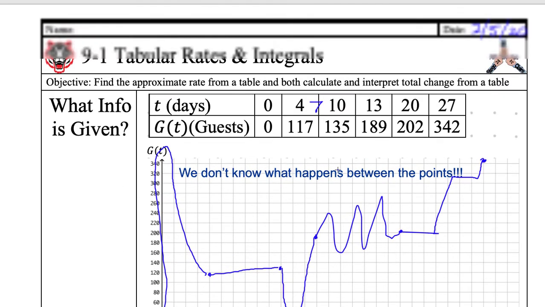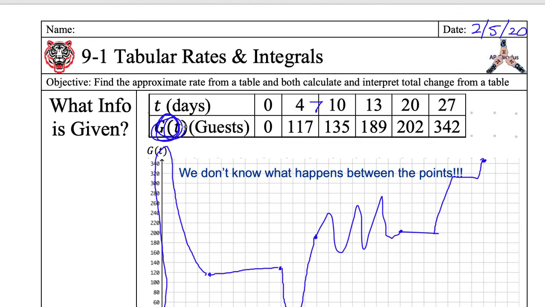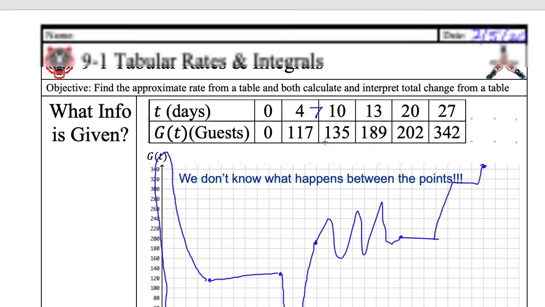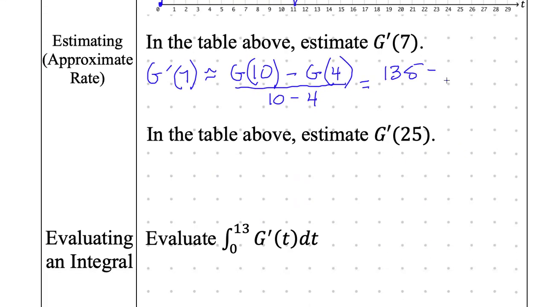So g of 10 is right here. g of 10 is 135. So I'm going to say this is 135 minus g of 4, that's 117, all divided by 6. What is that going to be? 18 over 6. Okay, yeah, so that's 3. And I'm going to write down my answer down here. 3 guests per day.